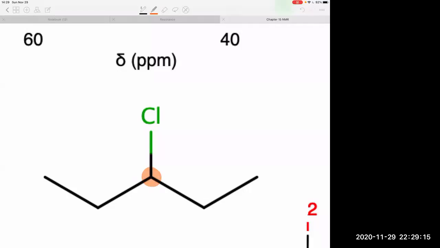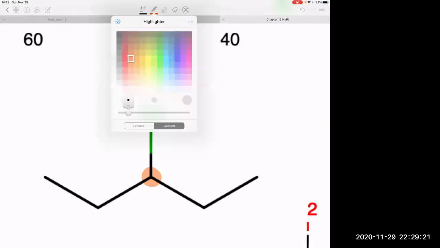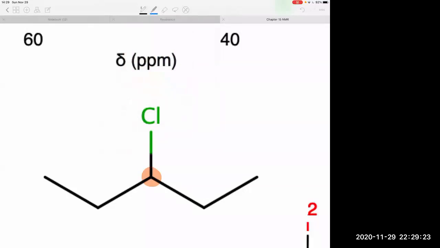So first of all, I got this one. That's the only carbon that's bound to a chlorine, so it's pretty easy to pick off. That'll be one set. What about these two? Are they distinct or are they equivalent? In this case, this is a pair of chemically equivalent carbons. They have the same environment.